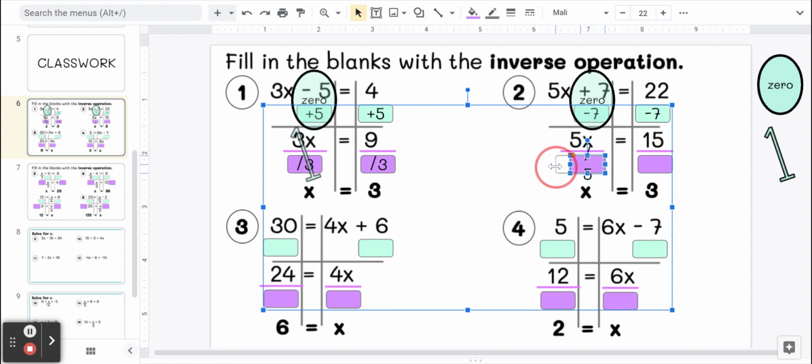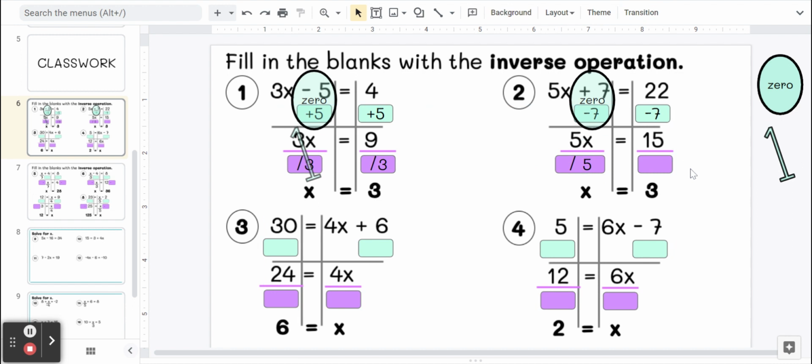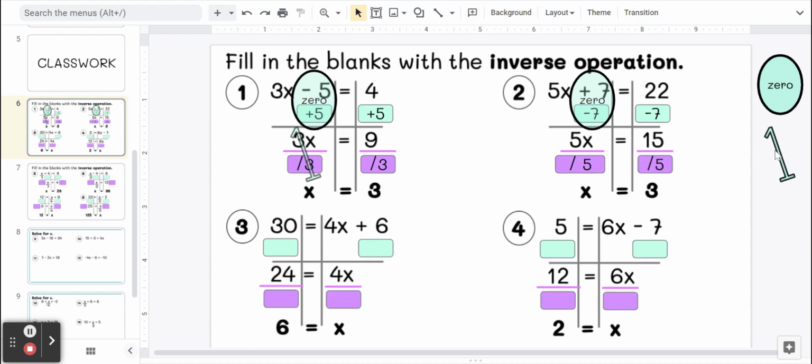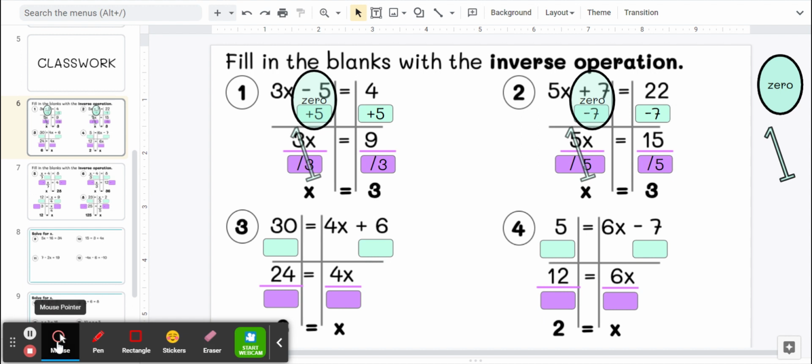Let's make that a little bit wider so we can see that. You don't necessarily need that slash because I have it here, but if it makes you feel better, you can put it in there. And you want to do the same thing on both sides. 5 divided by 5 is 1. And 1x is the same as just x. And then over here, 15 divided by 5 is 3. So x is 3. And we can always go back and check that.